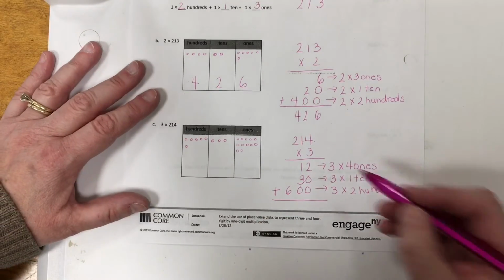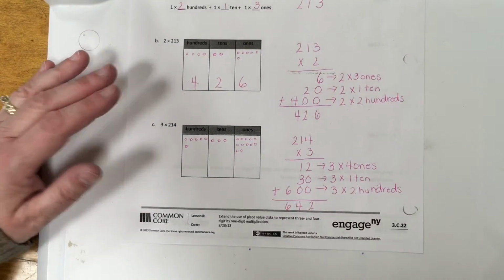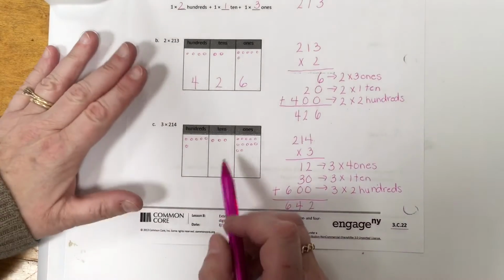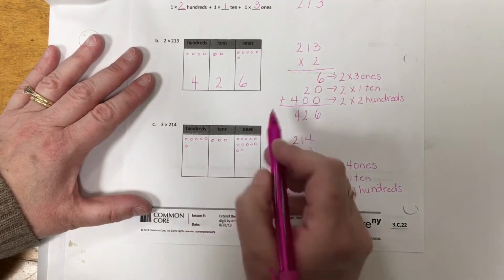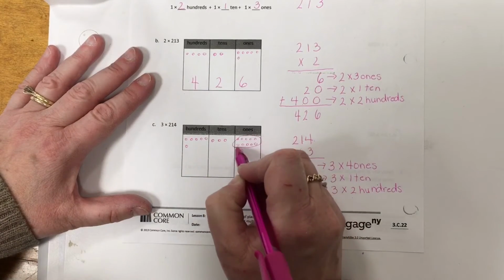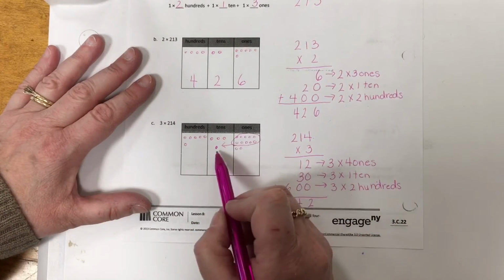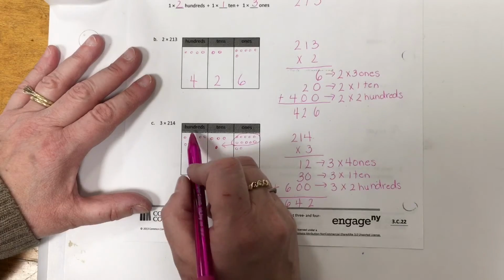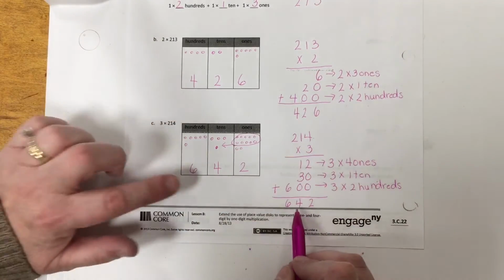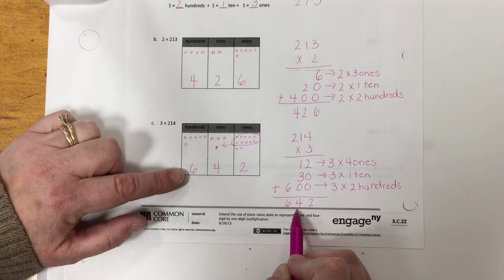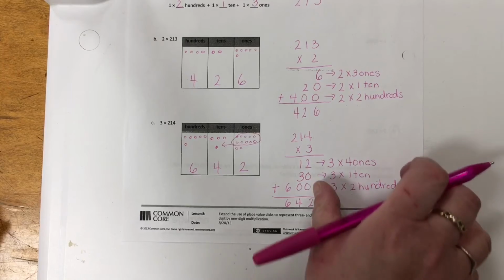Add up my partial products. I get 642. If I check in my place value chart, I've got 12 ones, so I need to circle 10 and regroup it. So instead of 10 ones, I have 1 10. So now I have 600s, 4 10s, and 2 ones. And of course my products match. Let's flip to the back.